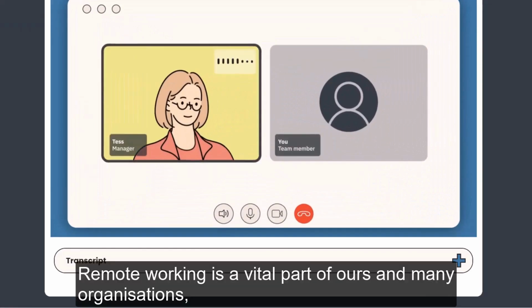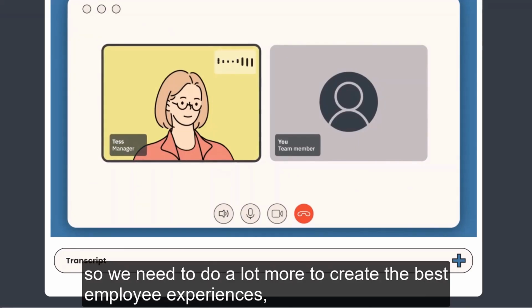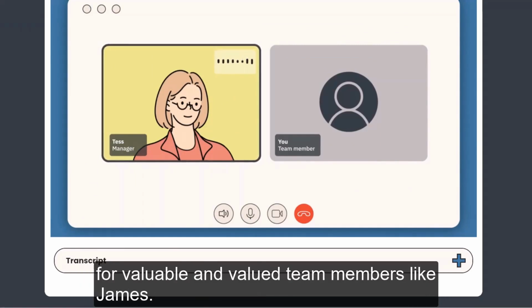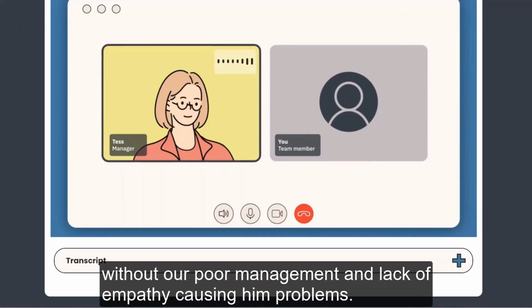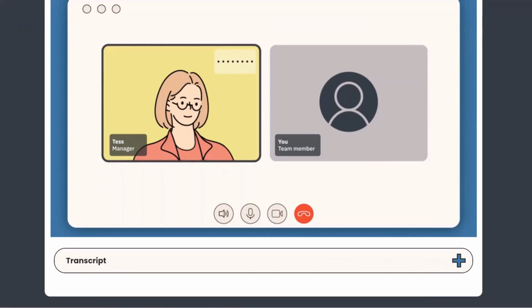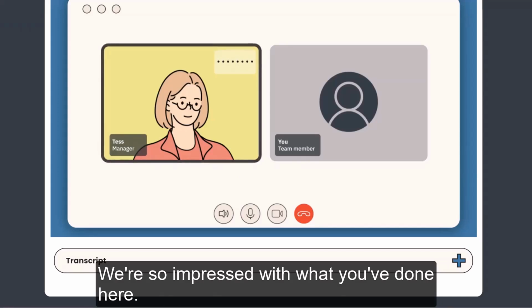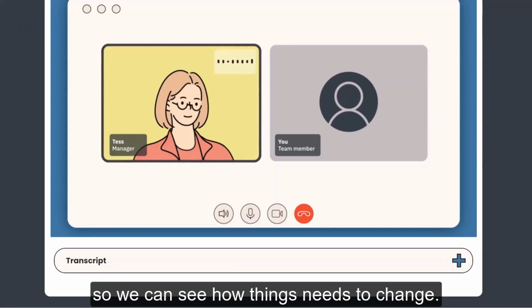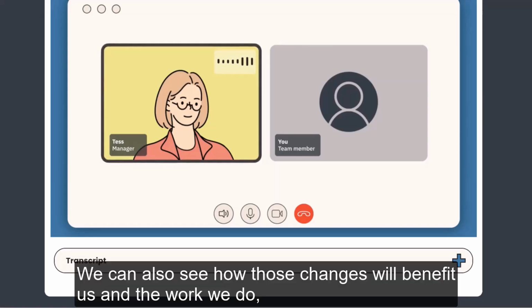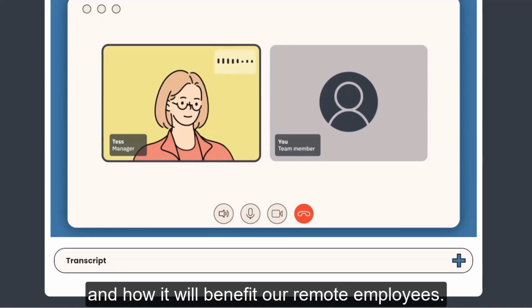Remote working is a vital part of ours and many organizations, so we need to do a lot more to create the best employee experiences for valuable and valued team members like James. He's already working overtime doing his best for his family without our poor management and lack of empathy causing him problems. We are so impressed with what you've done here. You've uncovered what was going wrong, and then gone the extra mile to explain it all so we can see how things need to change. We can also see how those changes will benefit us and the work we do, and how it will benefit our remote employees.